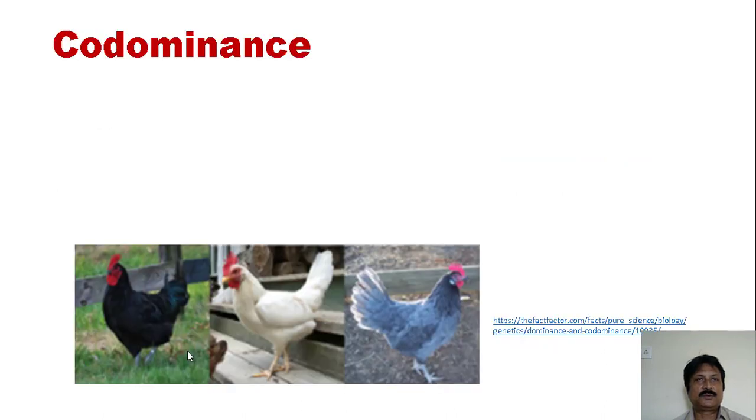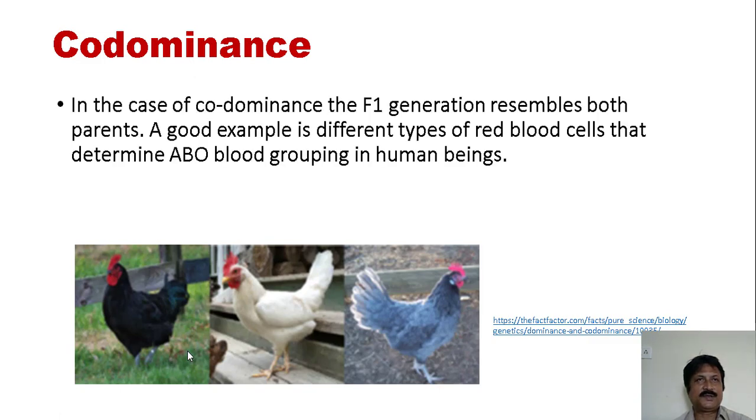Now let us go to another deviation, that is codominance. We have discussed incomplete dominance. Red and white produces neither red nor white in the F1, rather it produces a different color, that is pink, which is intermediate of the two. Now let us study codominance. Is there a difference between codominance and incomplete dominance? Obviously, there is difference. We'll see here.